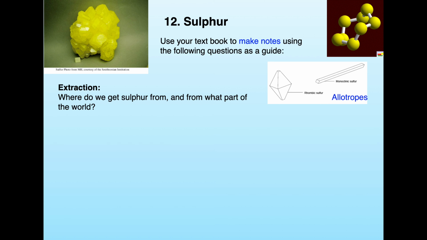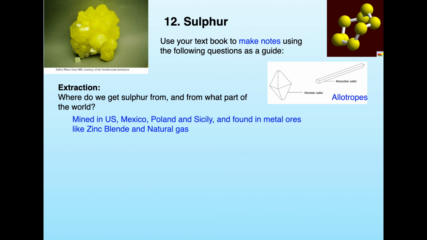Now, we get sulfur from underground sulfur beds. It comes in minerals also, but it forms in layers under the ground. And places where it's found in abundance are the United States, Mexico, Poland, and Sicily. And it's also found in metal ores like zinc blende and in natural gas. So there's some places around the world where there's lots of it. It's in beds under the ground. You can get it from minerals like zinc blende and from natural gas.